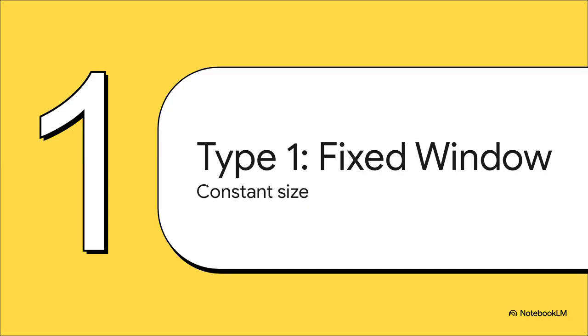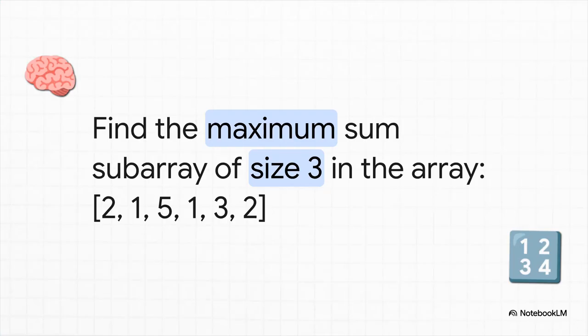Okay, so there are really two main flavors of this pattern. We're going to start with the first, and honestly, the most straightforward one, the fixed window. And just like the name says, the size of our window is always the same, and it just moves along predictably, one step at a time. Let's make this concrete with a classic example. The problem is this: find the maximum sum of any 3 consecutive numbers in this array. So our fixed window size is going to be 3.